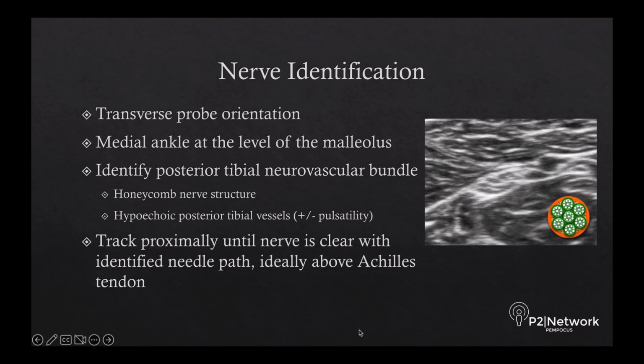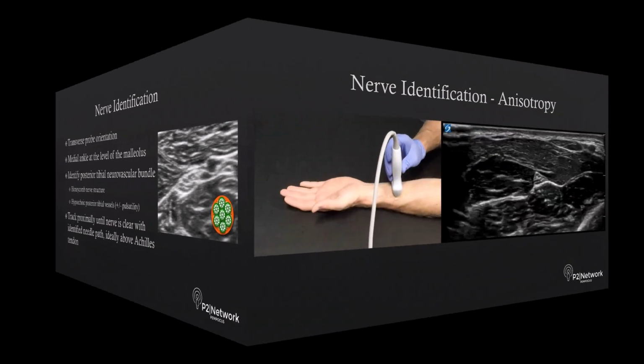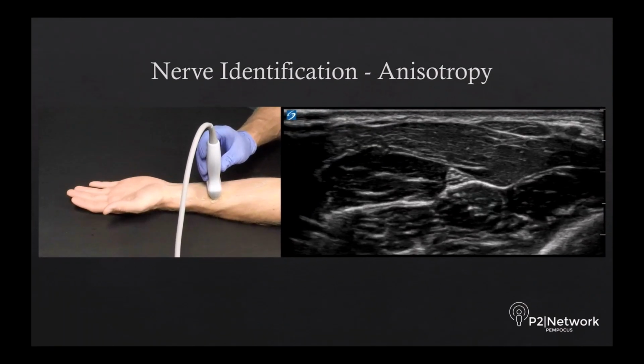Once you identify your nerve, you want to track it proximally, ideally above the Achilles tendon. That provides two benefits. One, it ensures you a nice, clean, perpendicular line of needle approach. It also helps to ensure that you capture the calcaneal branch of the PT nerve, which anatomic studies have shown can come off anywhere as high as 10 centimeters above the base of the foot, so you don't want to miss that.